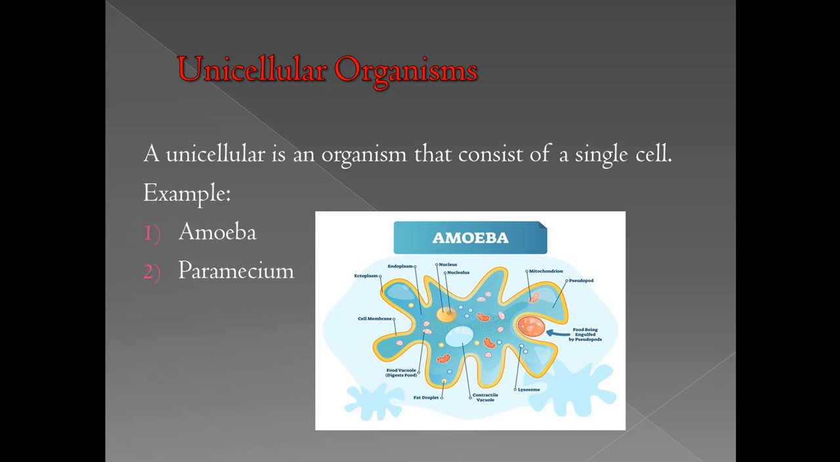This is the diagram of amoeba. You can see these are the main parts of amoeba, labeled in front of you. You can see mitochondria, pseudopod, nucleus, nucleolus, endoplasm, ectoplasm. The outermost boundary is called the ectoplasm and the innermost is called the endoplasm. The outermost layer is called the cell membrane, and on the inner side you can see food vacuole, fat droplet, contractile vacuole, lysosomes, etc.